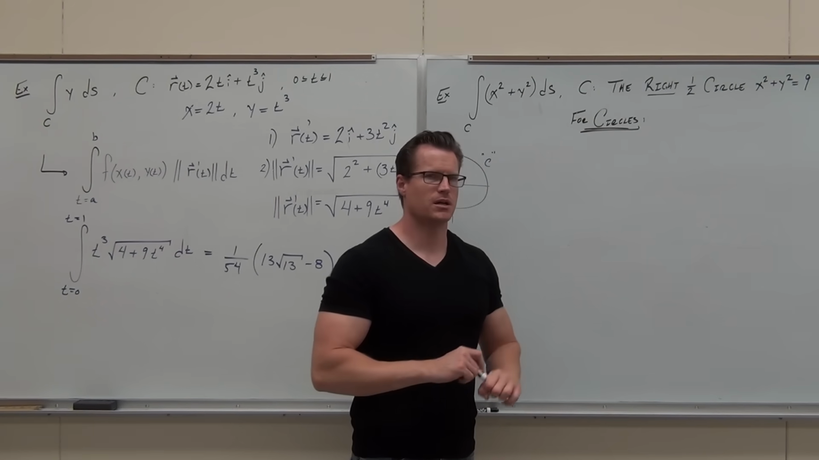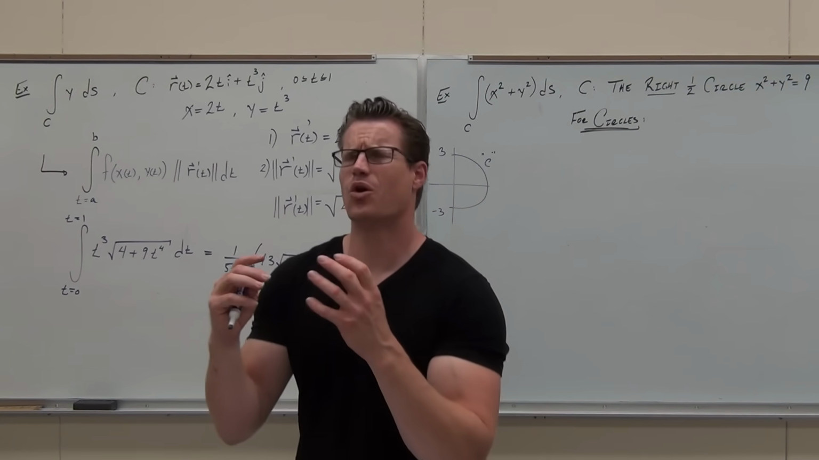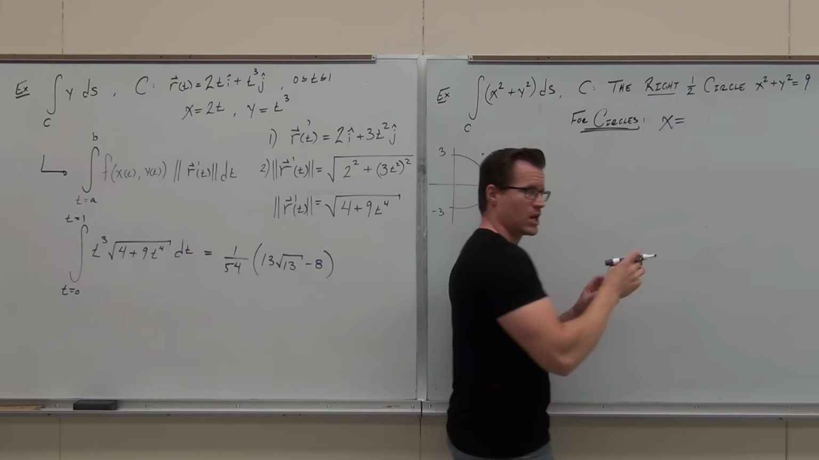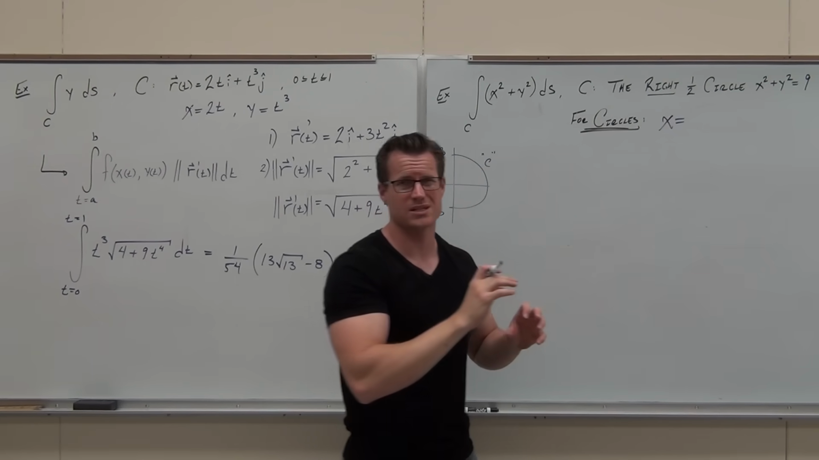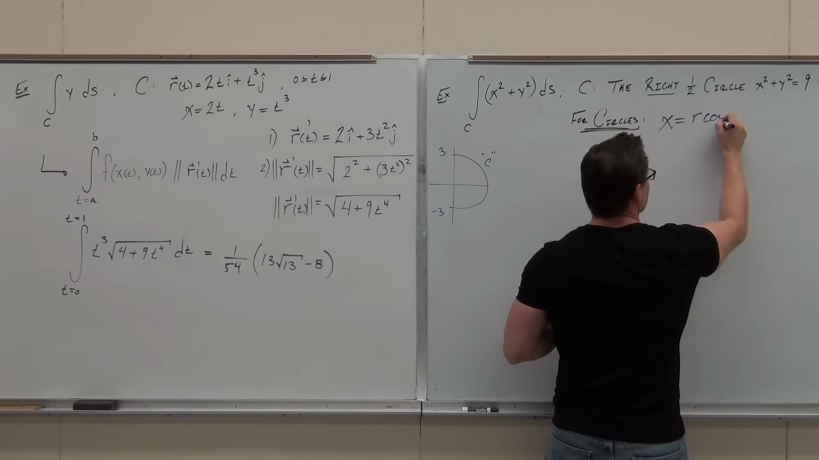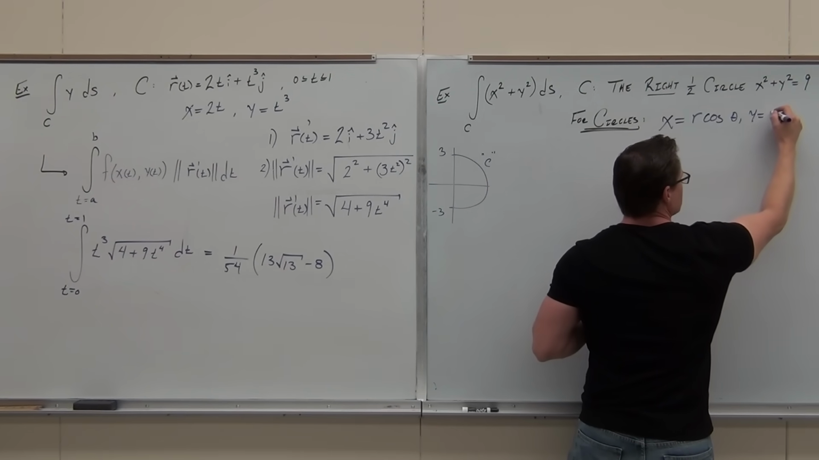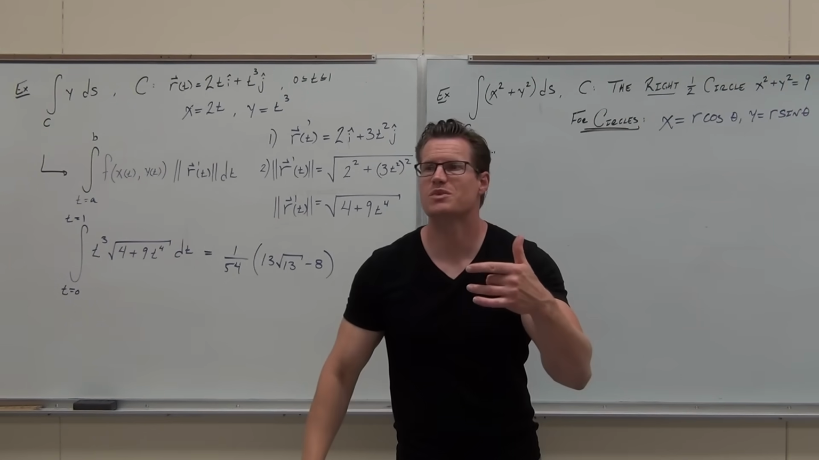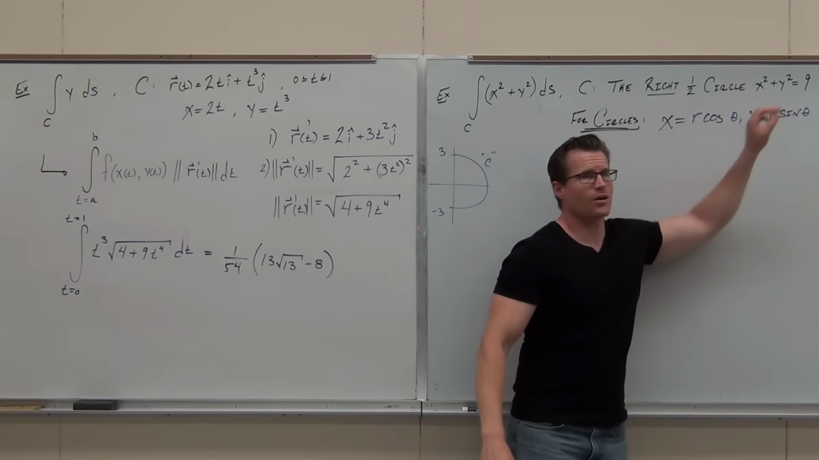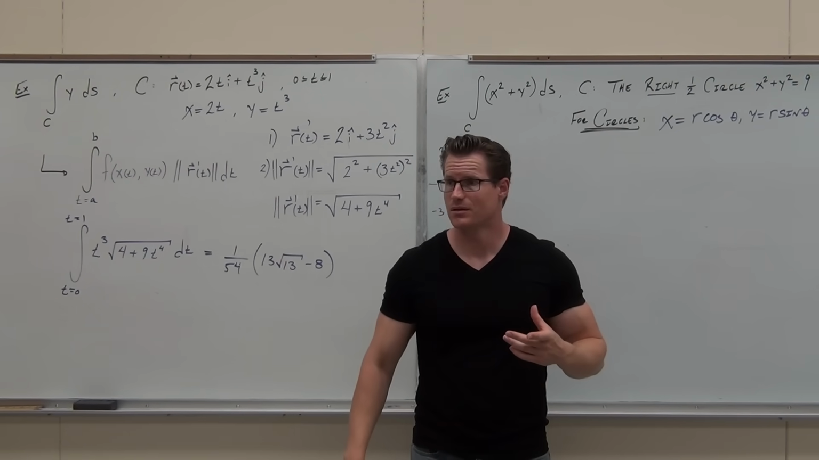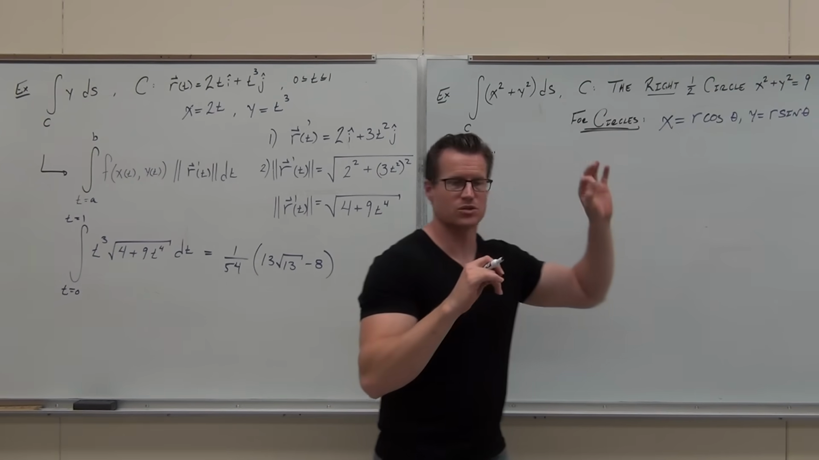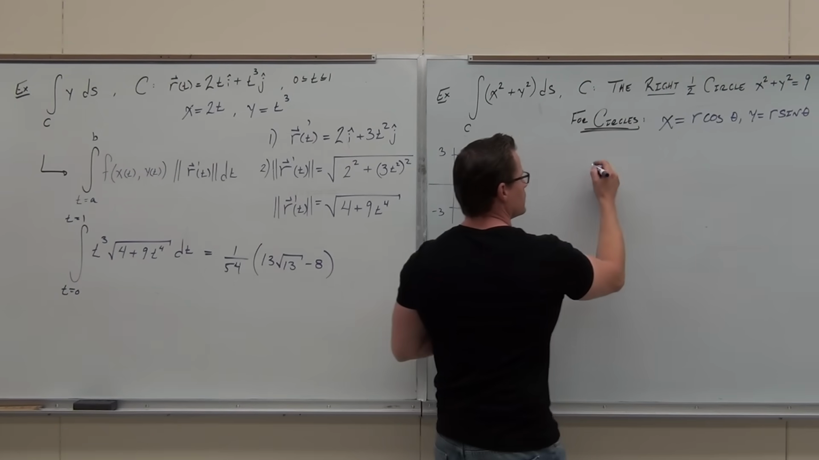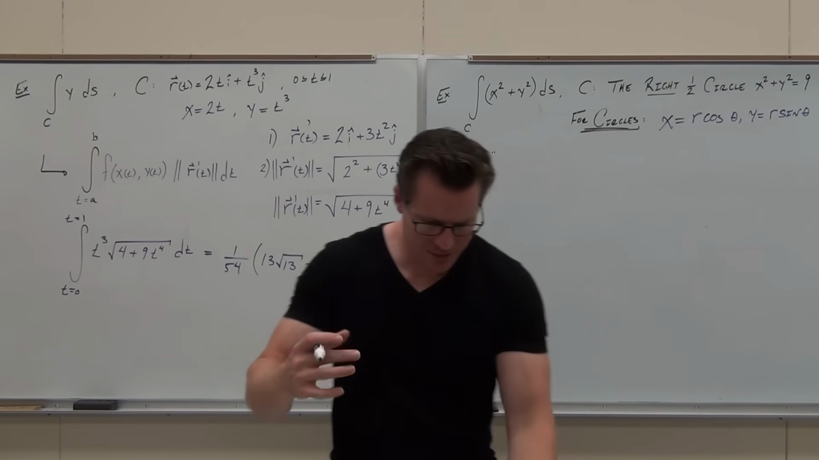For circles, use your normal reparameterization. What's x equal to for parametric versions of circles? x equals what? And y equals? Now we can get even more specific. What is our r? How much is it? 3, a radius of 3. So x equals 3 cosine theta and y equals 3 sine theta, and it's going to go right along this circle.